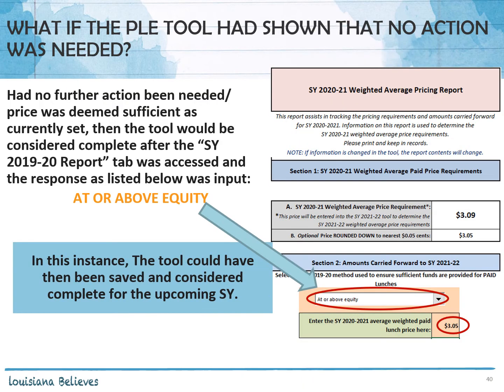Had no further action been needed and the price was deemed sufficient as currently set, then the tool would be considered complete after the school year 2019-2020 report tab was accessed and the response as listed on the screenshot was input, at or above equity. In this instance, the tool could have then been saved and considered complete for the upcoming school year.